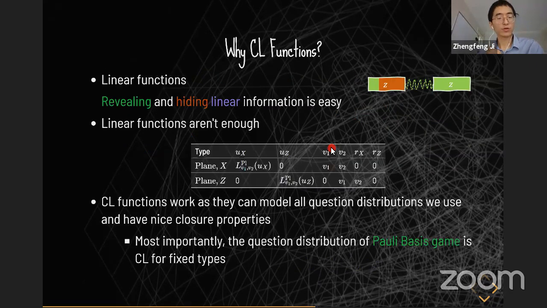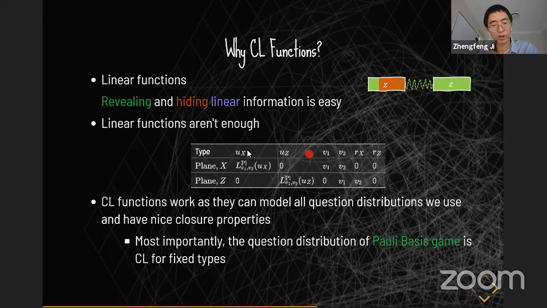So why do we consider such functions? Well, first of all, it's very natural to consider linear functions because they work so well with the technique of introspection. Basically, it's revealing and hiding linear information, and it works well with X and Z measurements, as you can imagine. But linear functions are not enough for us. Even in the classical low degree test, you want to have this plane and point distribution, especially in the plane distribution. You want to reveal the directions, and then you need to apply some function that depends on this V1 and V2. And after that, it's a linear function.